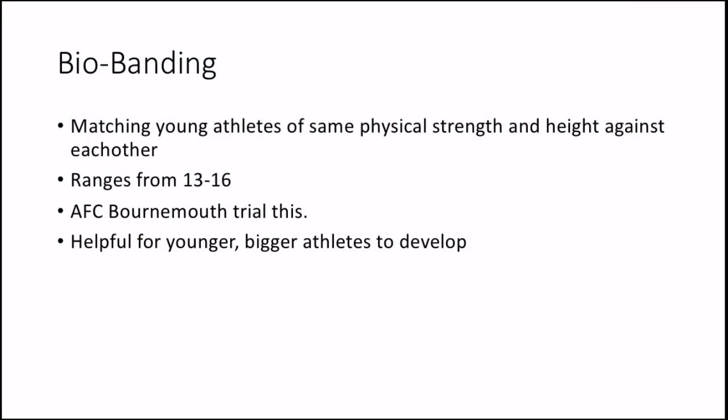Biobanding is a way in which this can be resolved. Biobanding is where young athletes are matched with others of the same physical strength and height. This ranges from the ages of 13 to 16. AFC Bournemouth have trialled this and found it very helpful for younger, bigger athletes to develop, as it gives the younger athletes who are taller the chance to compete against people of their own size, therefore allowing them to develop more, and the same for those who are the age of 16 who may be a bit shorter, as they won't fall behind, but they'll be able to compete against people of a similar physical strength and ability.